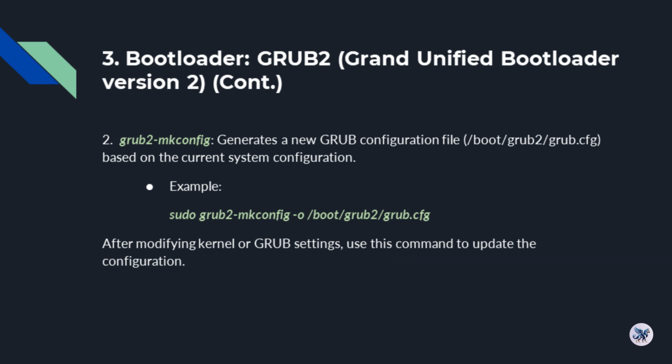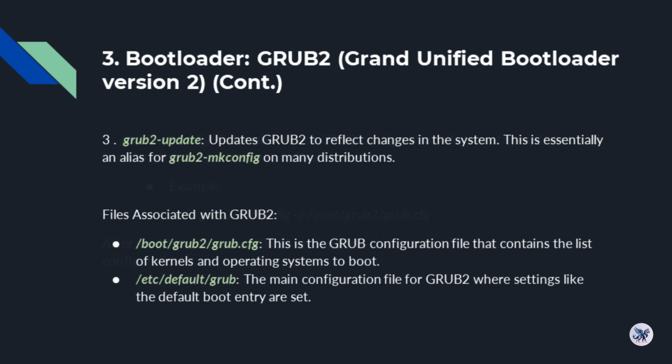grub2-mkconfig generates a new GRUB configuration file, /boot/grub2/grub.cfg, based on the current system configuration. Example: sudo grub2-mkconfig -o /boot/grub2/grub.cfg. After modifying kernel or GRUB settings, use this command to update the configuration. update-grub updates GRUB 2 to reflect changes in the system. This is essentially an alias for grub2-mkconfig on many distributions.